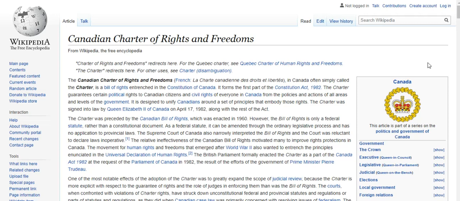One of the most notable effects of the adoption of the Charter was to greatly expand the scope of judicial review, because the Charter is more explicit with respect to the guarantee of rights and the role of judges enforcing them than was the Bill of Rights. The courts, when confronted with violations of Charter rights, have struck down unconstitutional federal and provincial statutes and regulations, or parts of statutes and regulations, as they did when Canadian case law was primarily concerned with resolving issues of federalism.